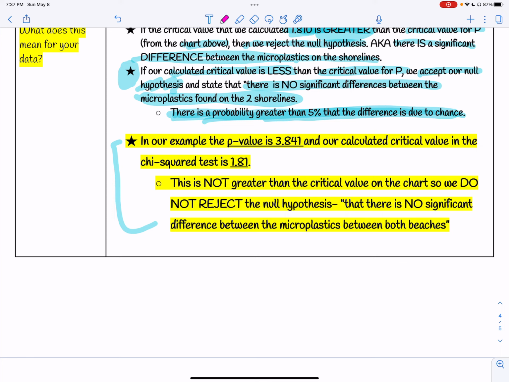So if we had a value like 3.85, pretty close, but still it's going to be greater than that p-value. The one we calculated, 1.81, is not greater than the critical value in the chart, so we are not going to reject the null hypothesis. Instead, we will accept it. And by doing that, we're saying that there is no significant difference between the microplastics on both beaches.